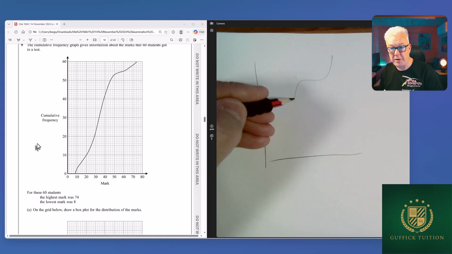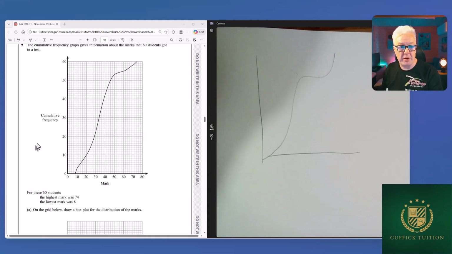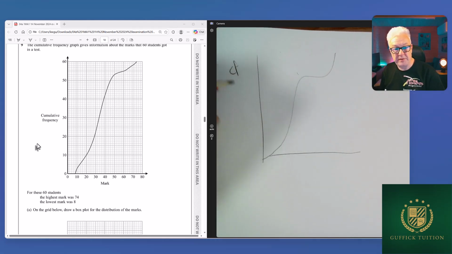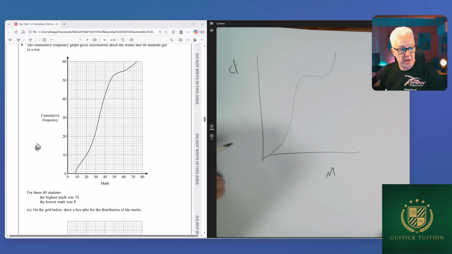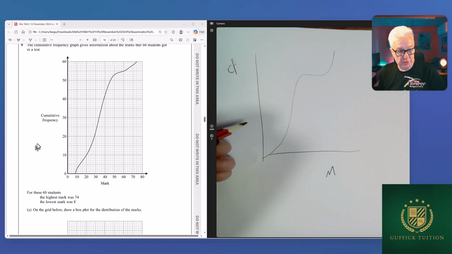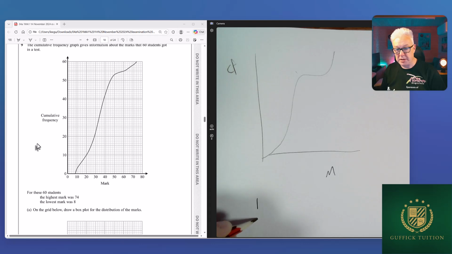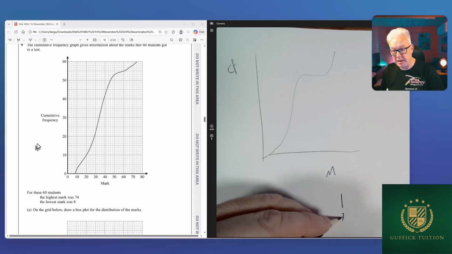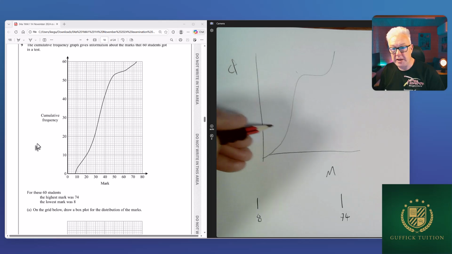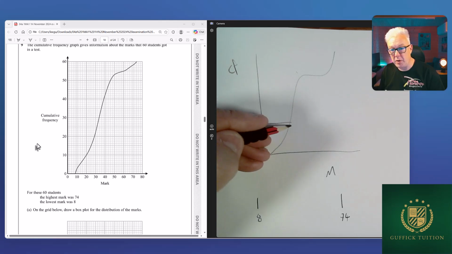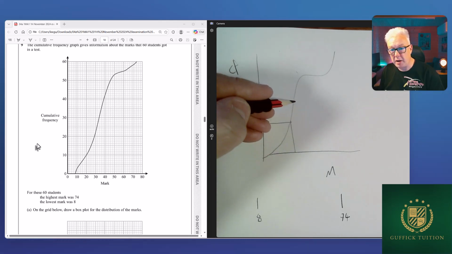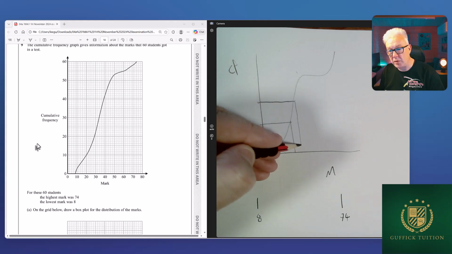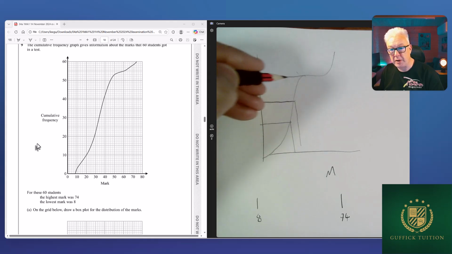So here's just my rendition of the graph that we've got there. There's our cumulative frequency, there's our mark. First of all, we're told very kindly the highest and lowest, okay? So we know the lowest needs to be at 8 and we know the highest needs to be at 74. So we need three things now. We need our lower quartile, we need our median, and we need our upper quartile as well.